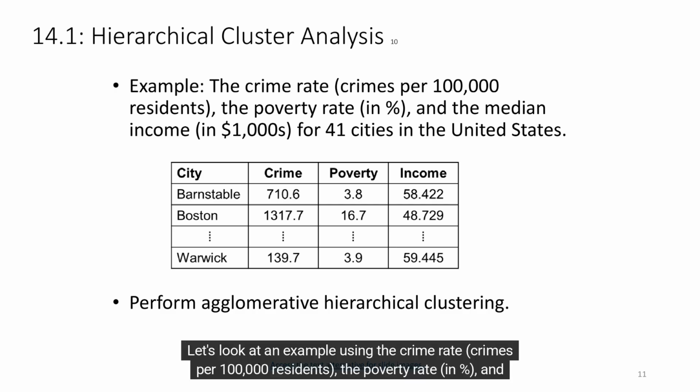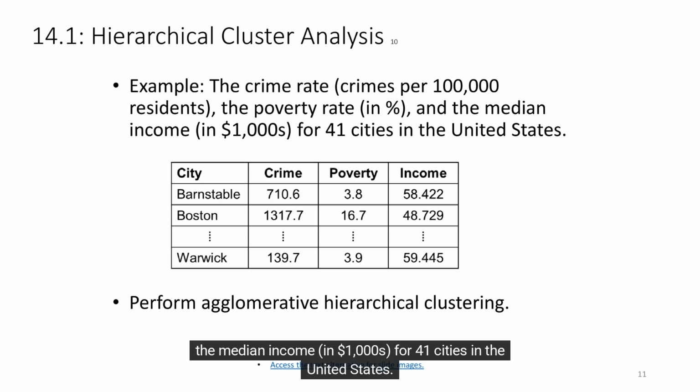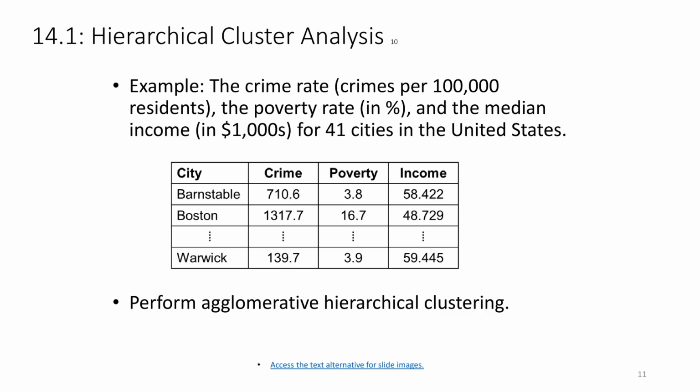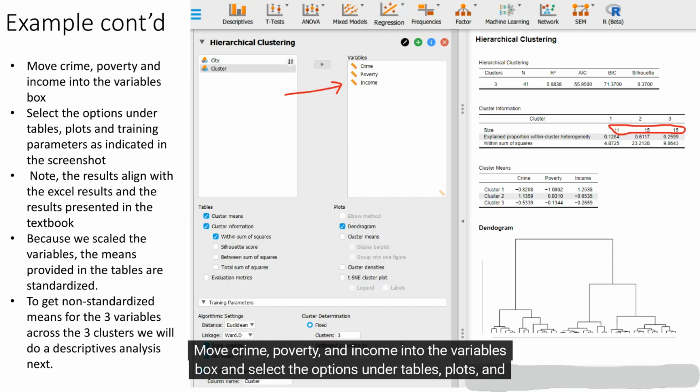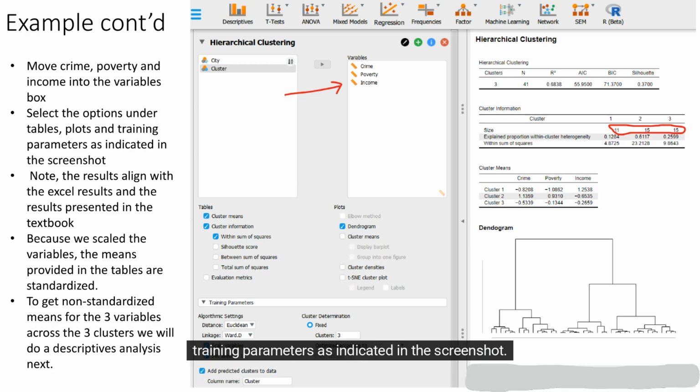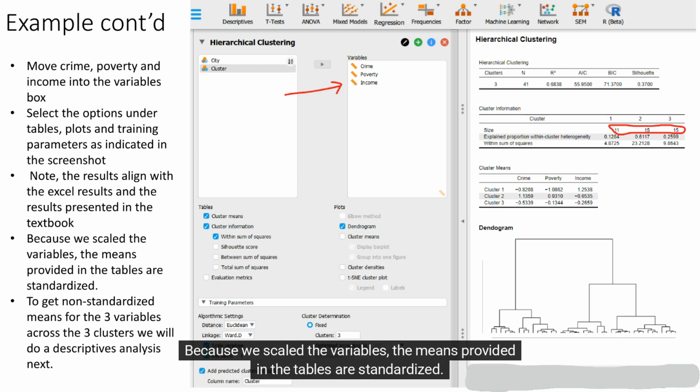Let's look at an example using the crime rate, crimes per 100,000 residents, the poverty rate in percent, and the median income in $1,000s for 41 cities in the United States. Upload the cities file from your computer into JASP. Select Machine Learning, and under Clustering, select Hierarchical. Move crime, poverty, and income into the Variables box and select the options under Tables, Plots, and Training Parameters as indicated in the screenshot. Because we scaled the variables, the means provided in the tables are standardized.